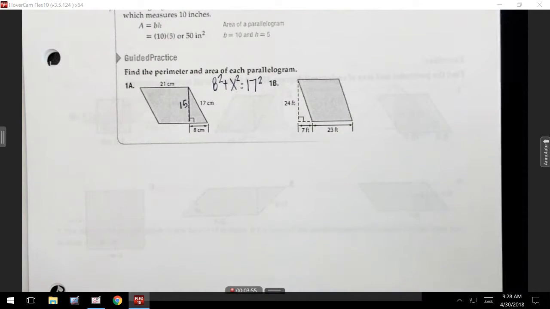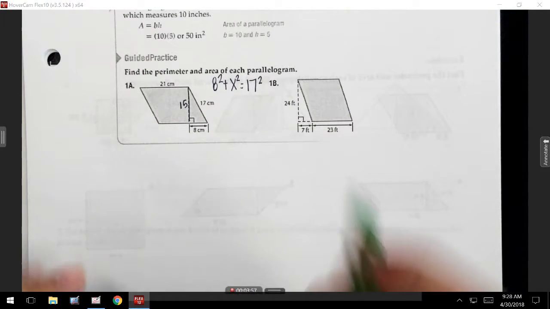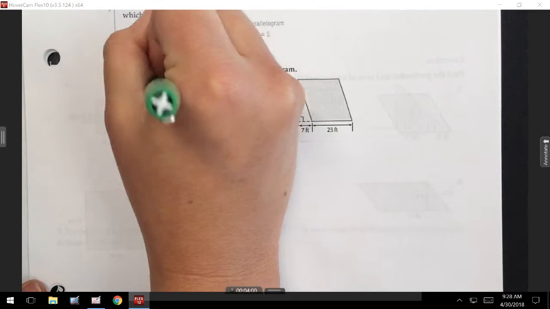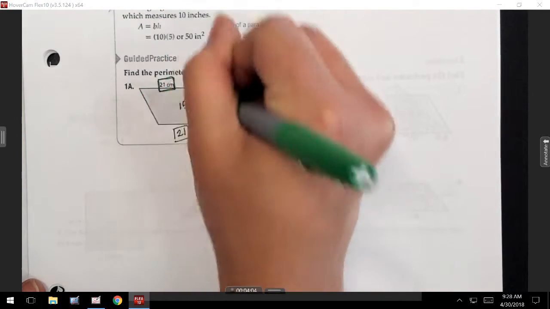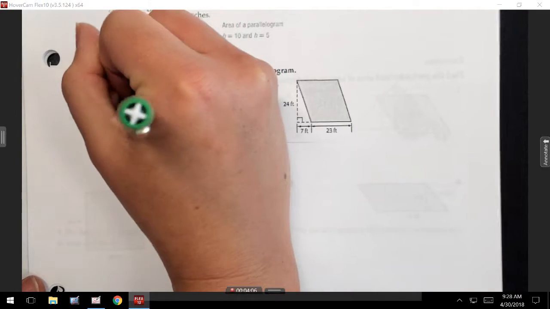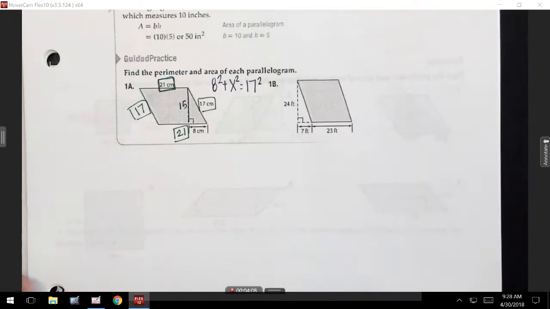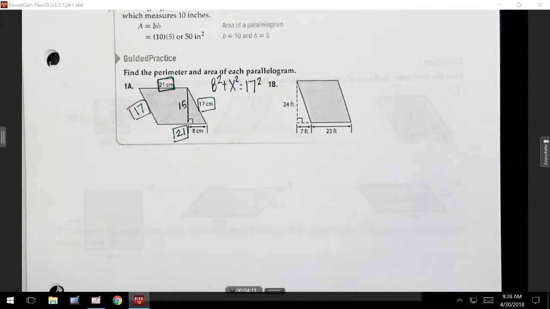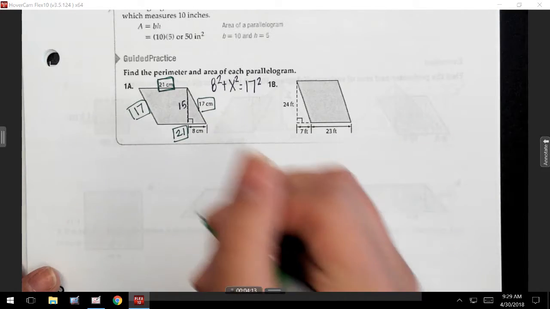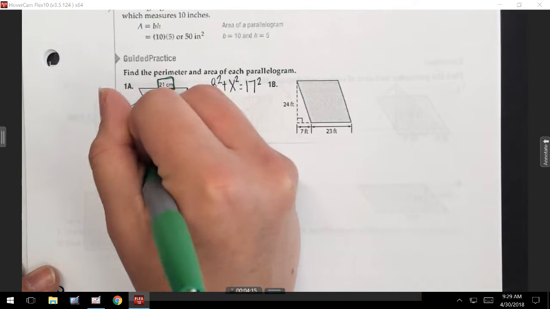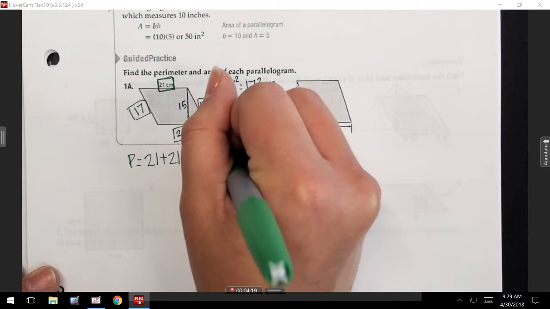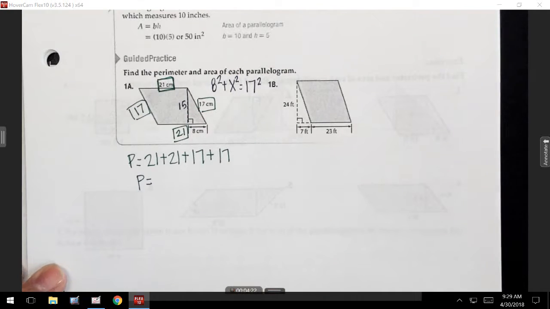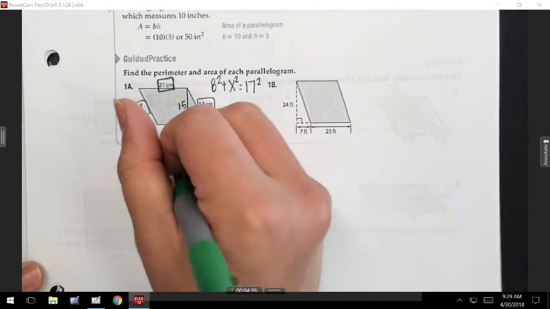Okay, let's talk about all the other pieces we have. We have this up here is 21. So if this is 21, what's this bottom piece? 21 as well. And if this is 17, what's this side? 17. Everything I just wrote in green makes the what? Perimeter. So to find the perimeter, 21 plus 21 plus 17 plus 17. 76 centimeters.